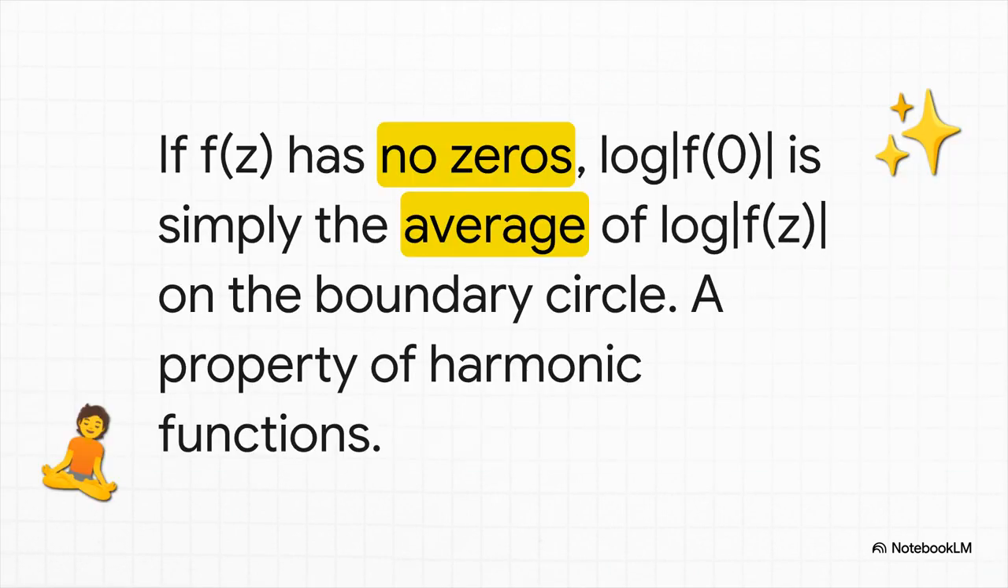So, step one, let's play on easy mode. Imagine our function, f of z, has absolutely no zeros inside the circle. If that's the case, Jensen's theorem gets way simpler. See, all those extra terms just disappear. It just says the log of the value at the center is the perfect average of the log of the values on the boundary. This is a classic result for super smooth functions called harmonic functions.